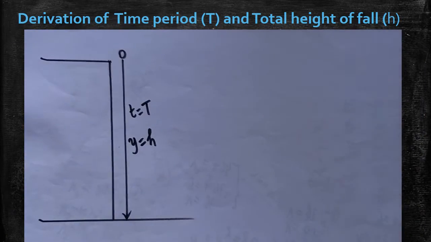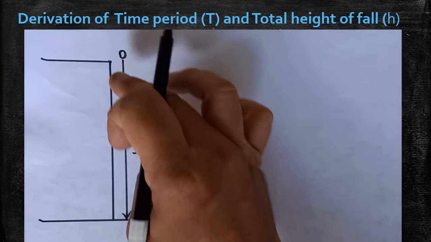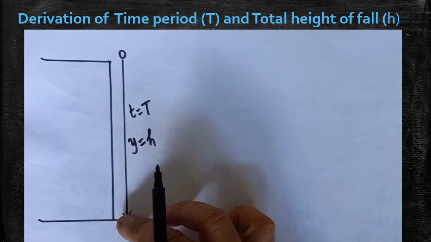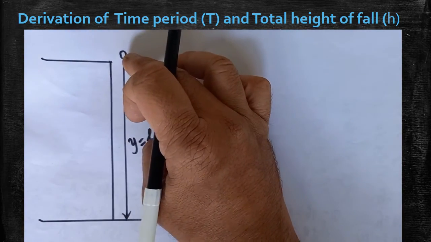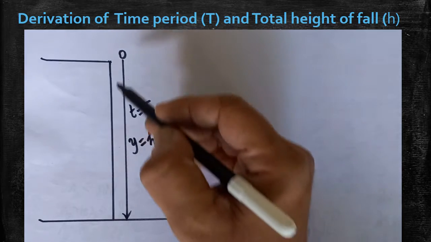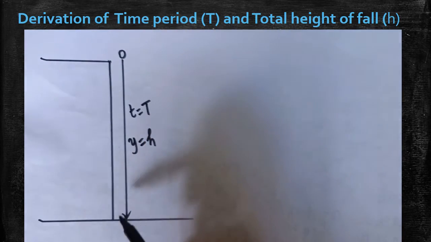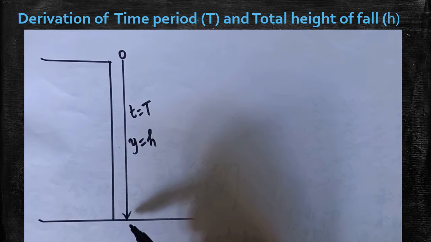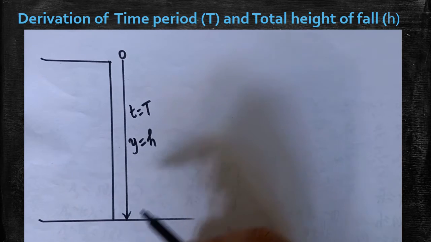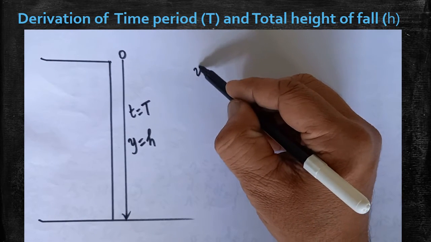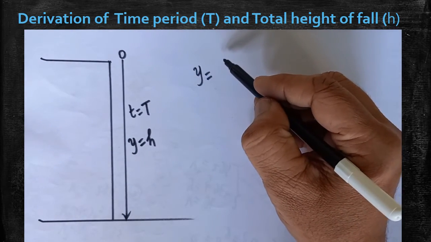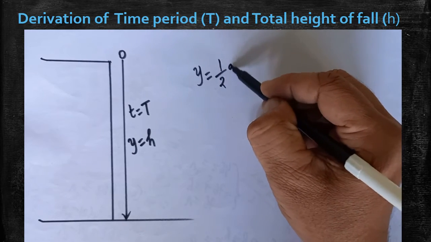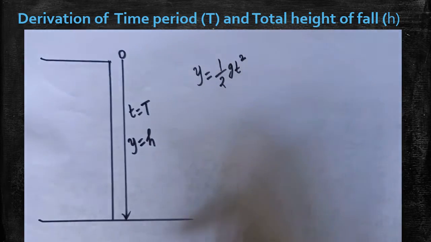Now we are going to derive two more equations to calculate the height up to which it travels. When the free falling body is dropped from a certain height, it starts its journey from here, and finally it reaches the ground. The total height traveled can be calculated by another important formula that can be obtained from this equation. What is this? Already we have derived y is equal to half gt square.